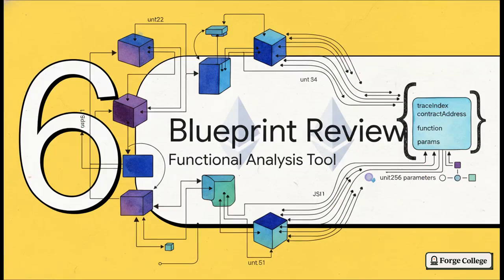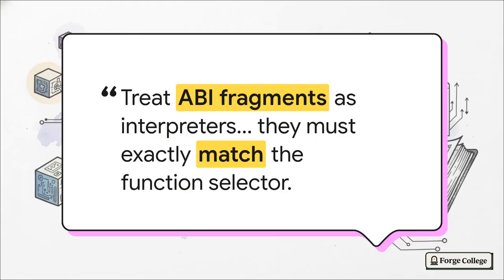And that brings us to Section 6, Blueprint Review and Next Steps, wrapping up your functional analysis tool. If you've followed the schematic up to here, your script should now be printing a beautiful JSON line with the trace index, contract address, and fully decoded function. But to keep it running smoothly long-term, remember this critical rule. Always treat ABI fragments as interpreters. They map raw calldata to human terms, but must exactly match the function selector.